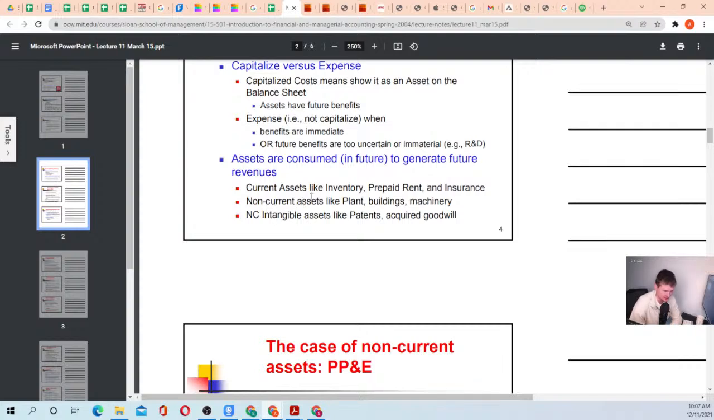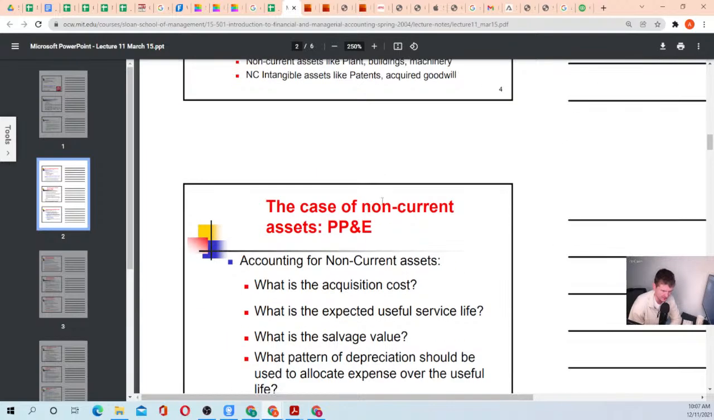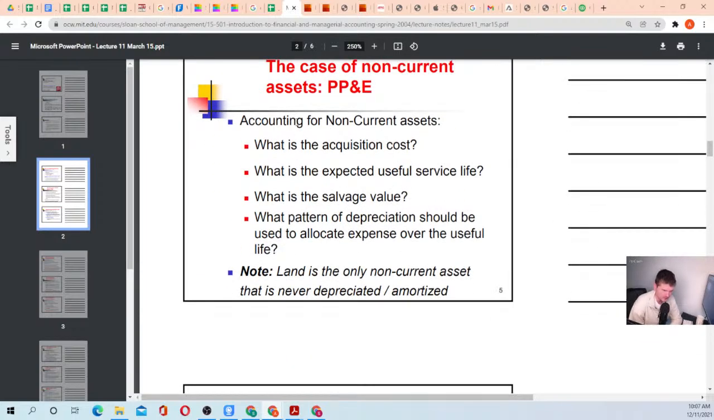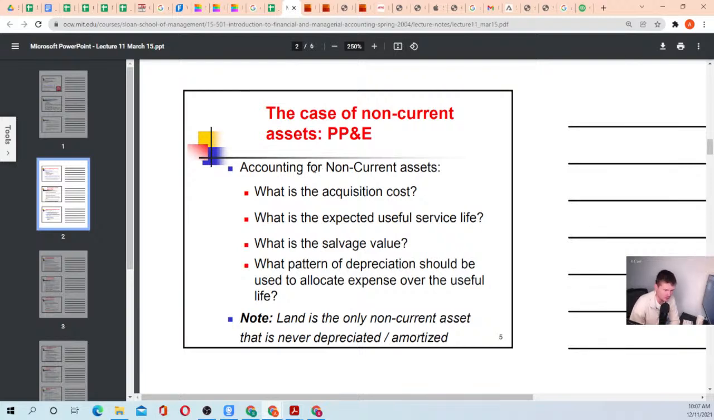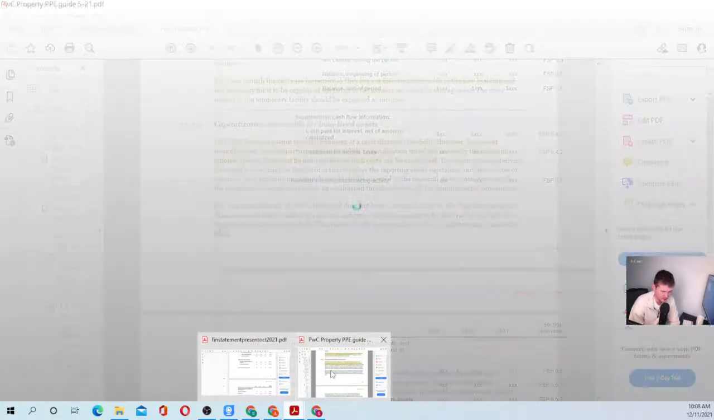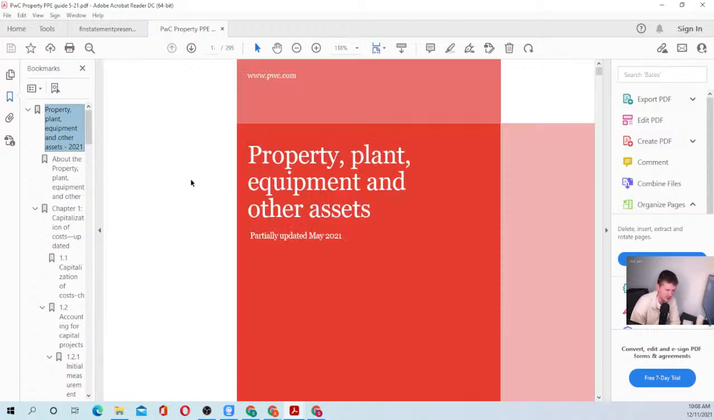And if it's more than 12 months, then it's property, plant, and equipment, and intangible assets. So what do we need to know to account for non-current assets properly? We need to know the acquisition costs, expected useful service life, salvage value, and the pattern of depreciation. They also have a note here that land is the only non-current asset that is never depreciated or amortized. And we need all of that because the accounting standard requires us to have that.